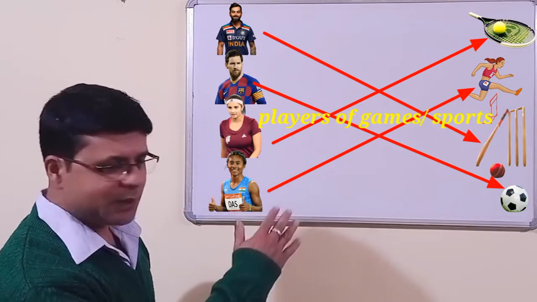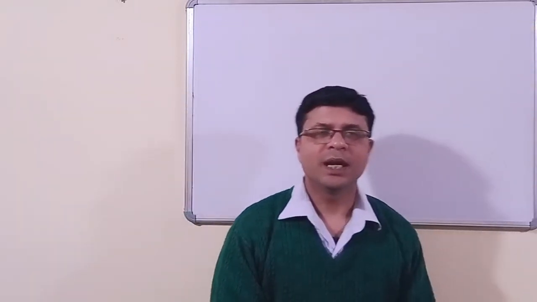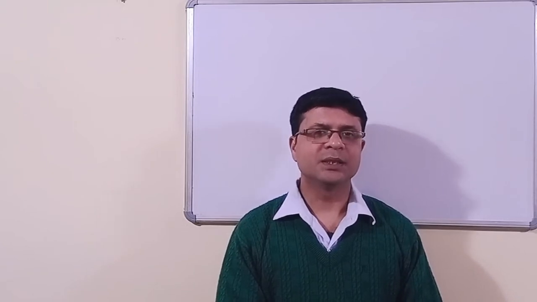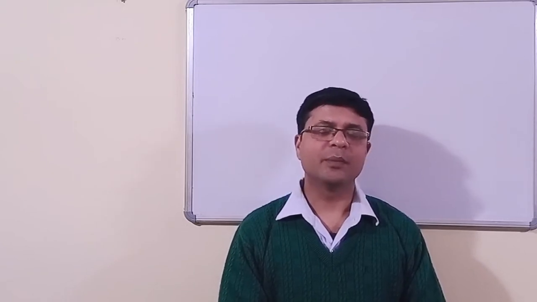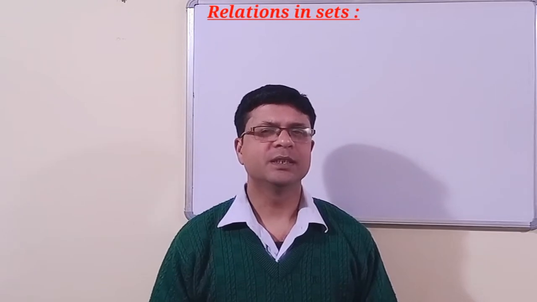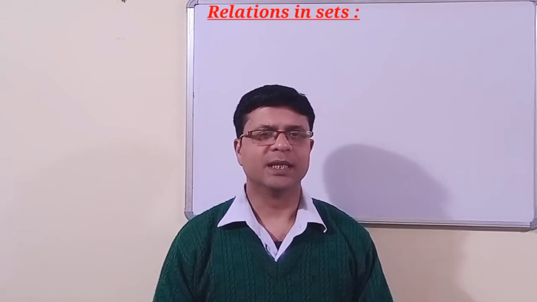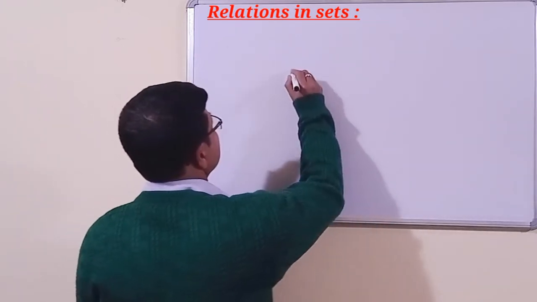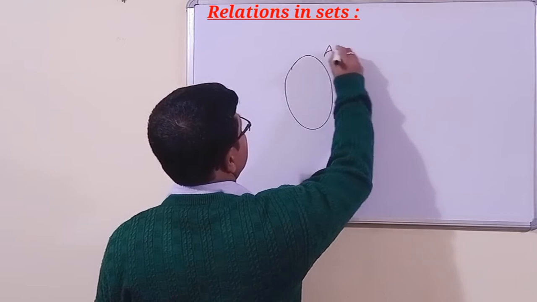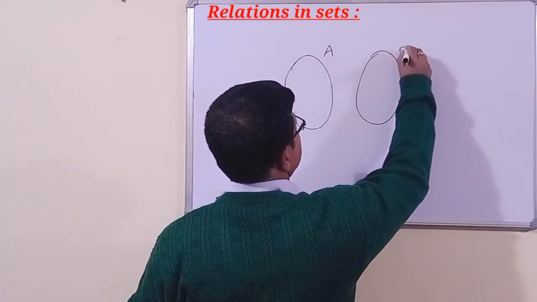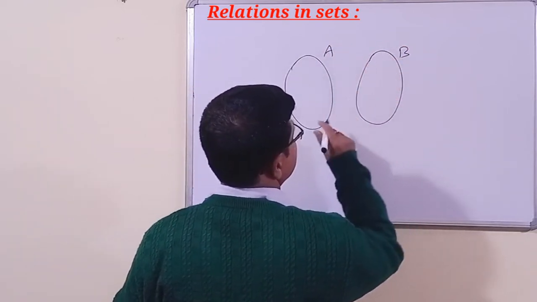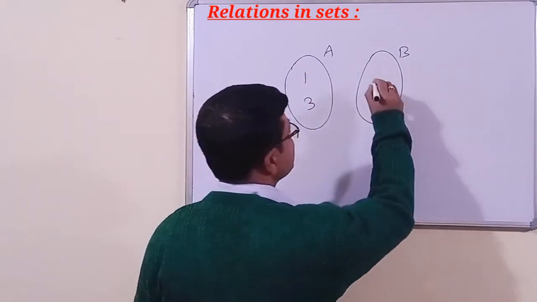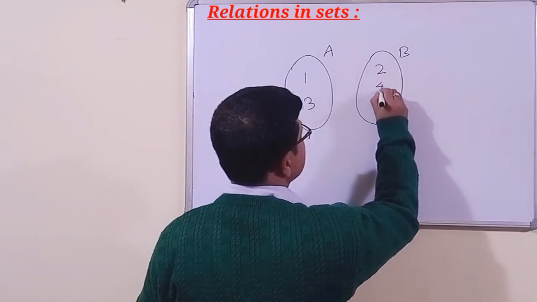Likewise, in our mathematics also, we can set some relation between numbers or among the numbers. Now, let us see how the numbers are related. Let us take two sets, set A and set B. Now here let us consider some elements. Suppose 1 and 3 in A, and 2, 4, 6 in B.